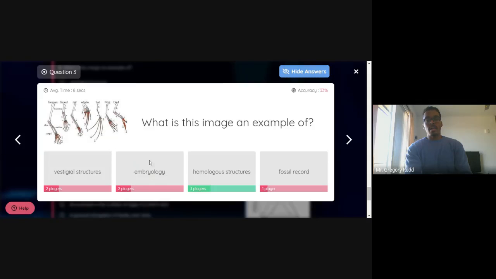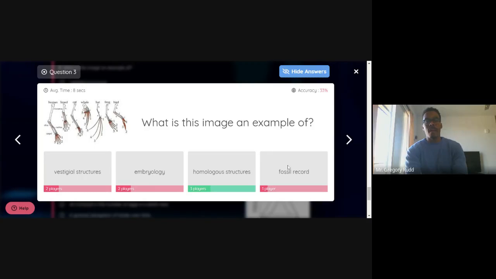Embryology, of course, is the study of embryos. It's the study of the earliest stages of development when a child is still in its mother's womb and it's just starting to go through this process of cell specialization, and it's developing its most foundational organs and tissues. So we don't see that here.